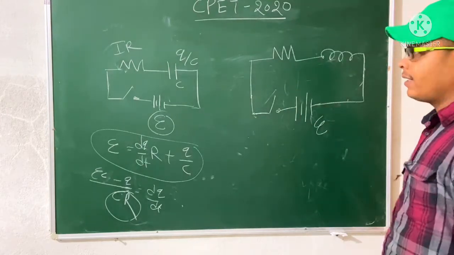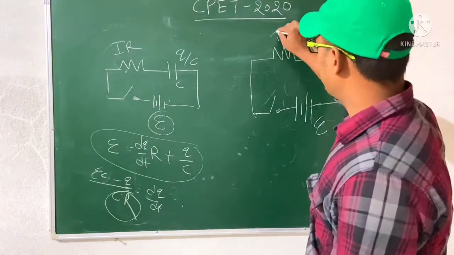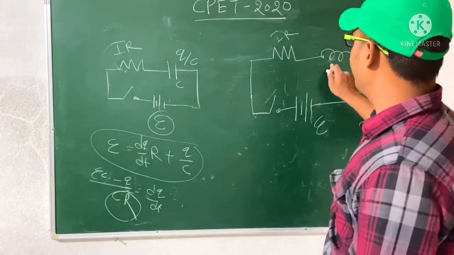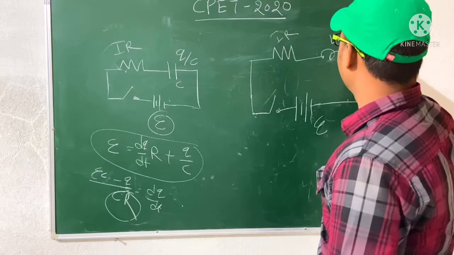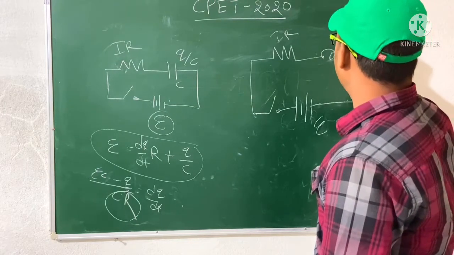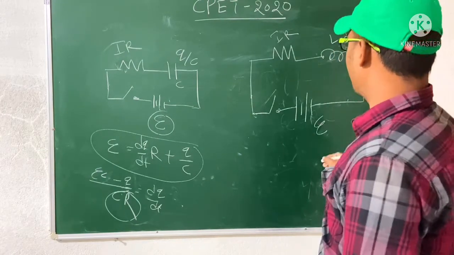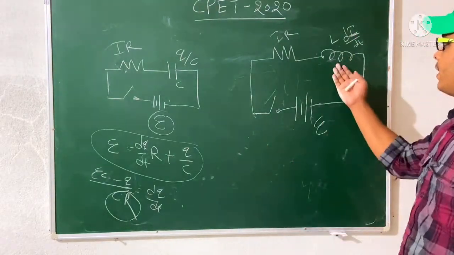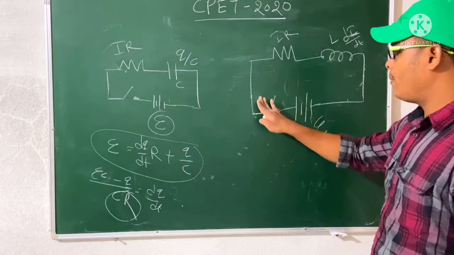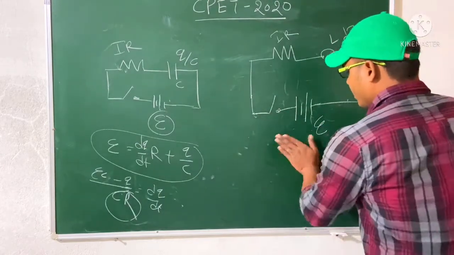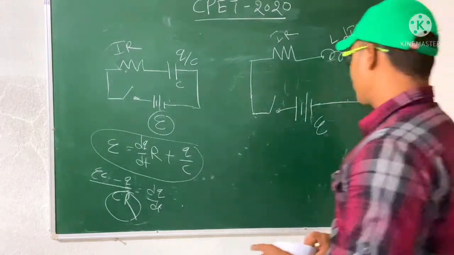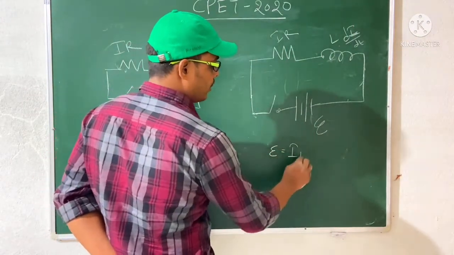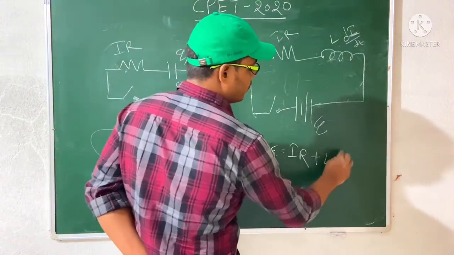So this is the EMF, right? And this is the IR, that is the voltage drop. And we should know what the EMF is here, that is L di by dt, because this is Faraday's law, that E equal to L di by dt. In the previous class we discussed how much voltage drops across an inductor, E equal to L di by dt, right?